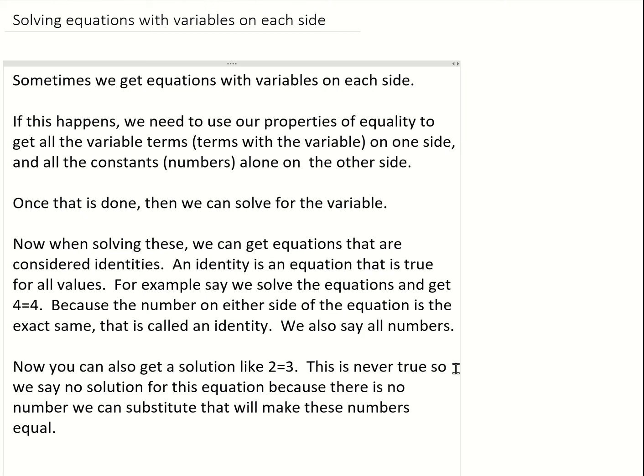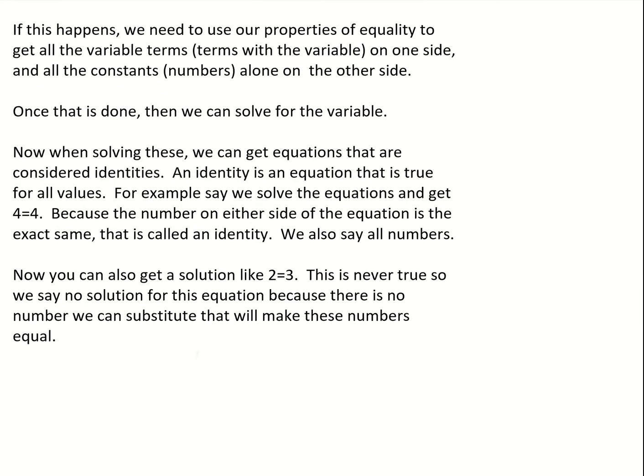All right, and last for this week is solving equations with variables on both sides. We've talked about this too. This is when we did the same problem 4 different ways. This is kind of like that exact same thing, but they might be just a little bit bigger problems. So we need to make sure we use those properties of equality to get all the variable terms on one side and all the constants, which are just numbers, on the other. So once we're done with that, we can solve for the variable.